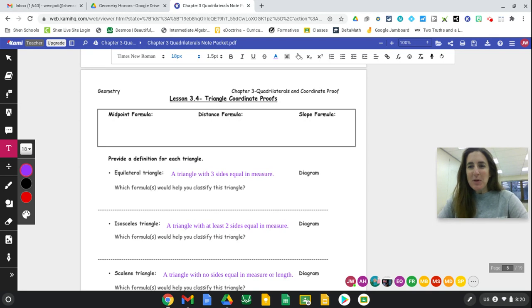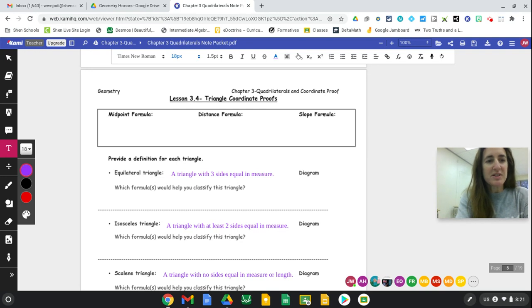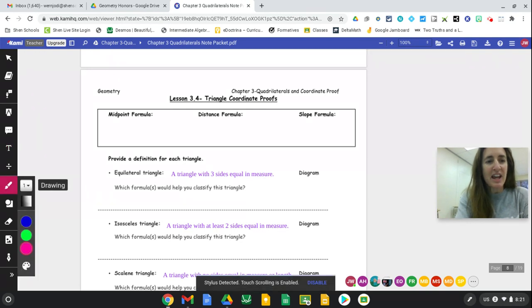So first of all, before we do our proofs, these proofs are going to be done using the coordinate plane. So we'll need to refresh our memory on some formulas that we know, like the midpoint formula, distance formula, and slope formula. Let's take a second and write those out so we have them in one spot, and some of us get these formulas confused. So let's make sure we have them written right.